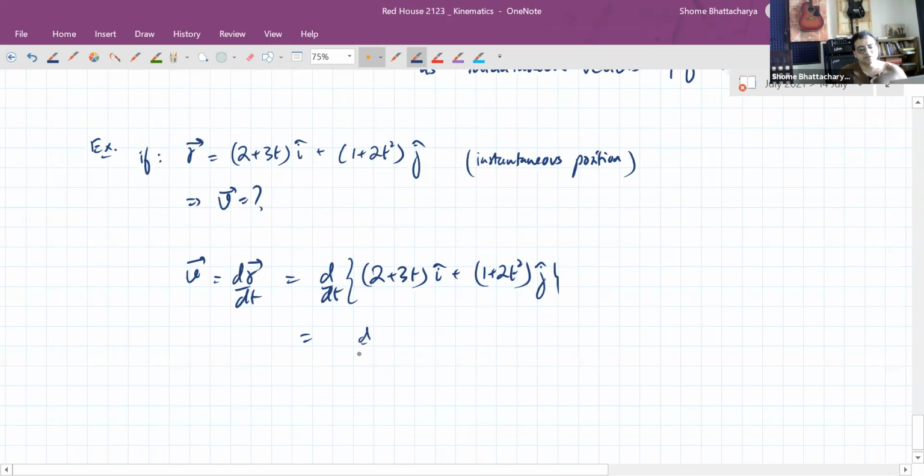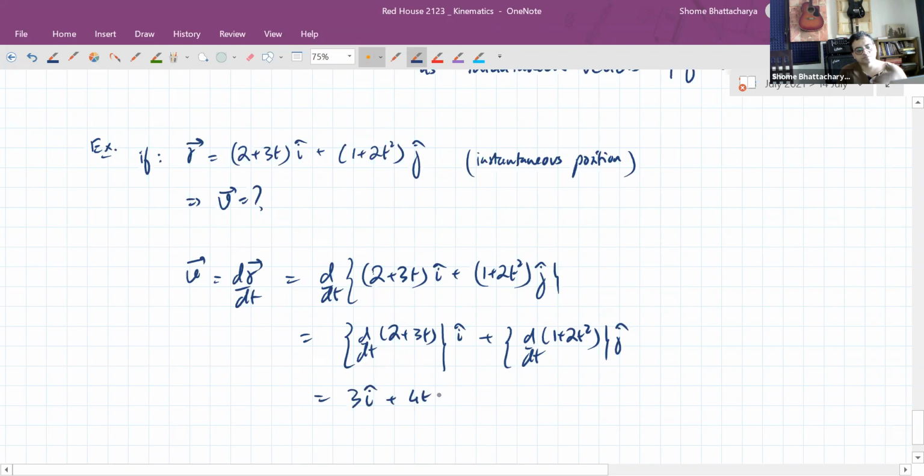So the differentiation now operates on the x component, and the whole thing gets multiplied with the fixed unit vector i cap, and then it operates on the y component, okay, and the whole thing gets multiplied with the unit vector j cap. So now you can just apply the normal principles of differentiation. So this is becoming my instantaneous velocity. And because this was in meters, now this is my instantaneous velocity.